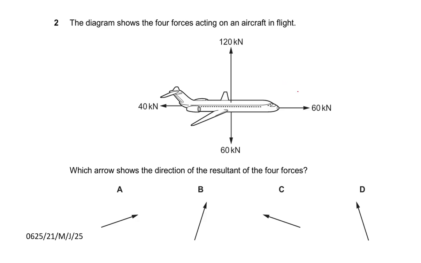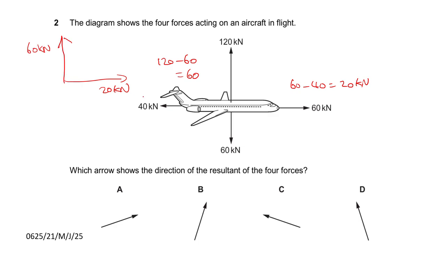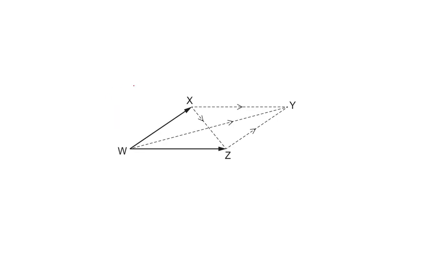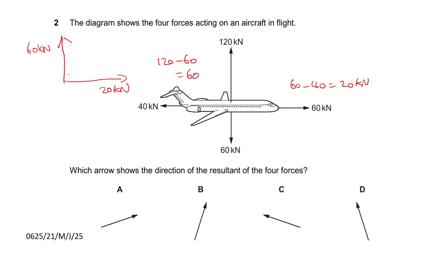Here, consider only the horizontal forces. 60 minus 40, you get 20, which will be on the right side. If you take the vertical forces, 120 minus 60, 120 is plus, 60 is minus, it is downwards. So you get 60. So you have one vertical force of 60 kilonewton, and one horizontal force along the right side which is plus 20. So the resultant will be diagonally to the right. So our option is B.